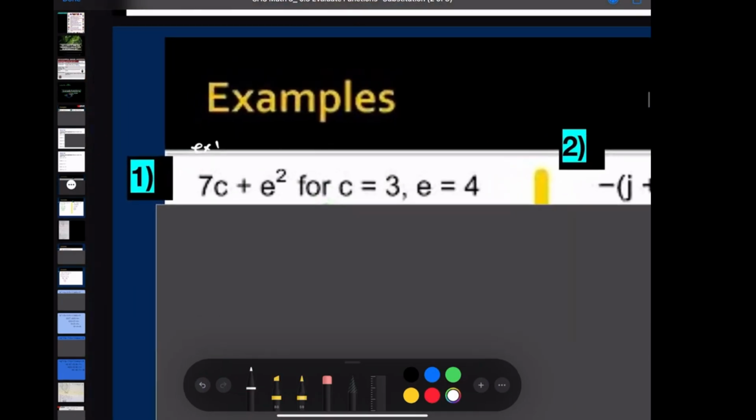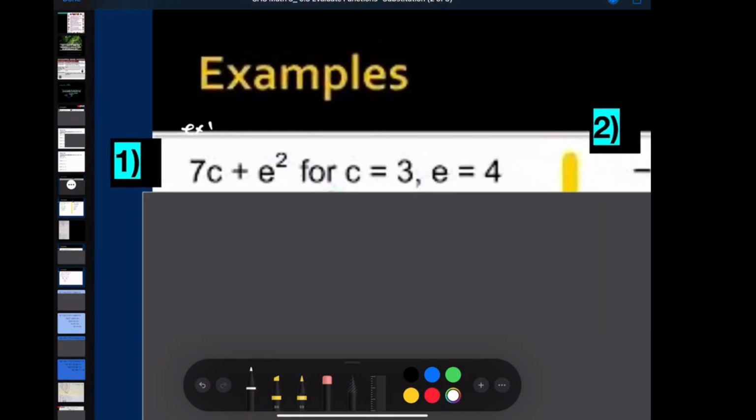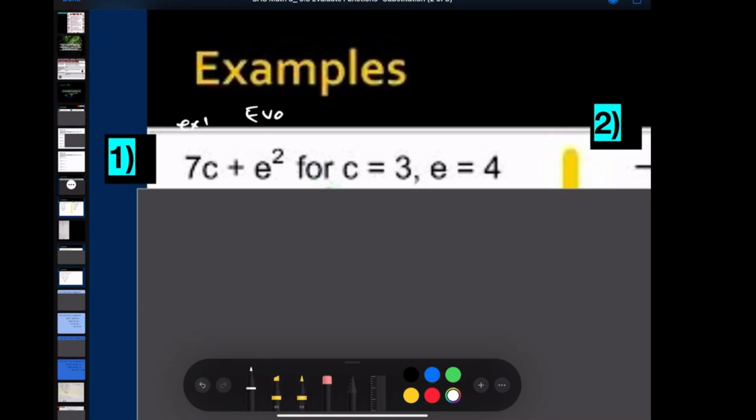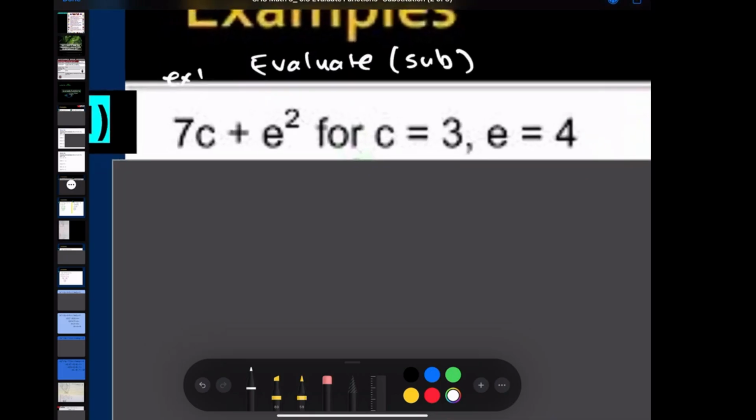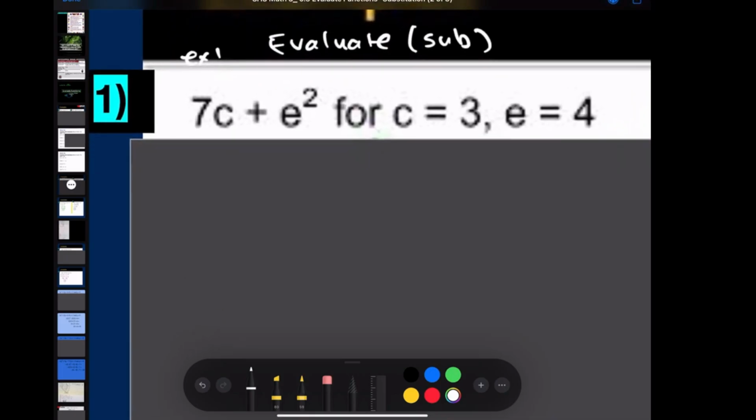All right, so in this problem, they don't really say it, so let's write it up here. They're going to say the word evaluate. Evaluate means you're just going to do some kind of substitution. And you're going to notice that I'm going to use the substitution by colors, and then you're also going to see I'm going to use it by math symbols. So let me do a teaching strategy called think out loud. Think out loud. So I see 7c plus e squared for c equals 3 and e equals 4.